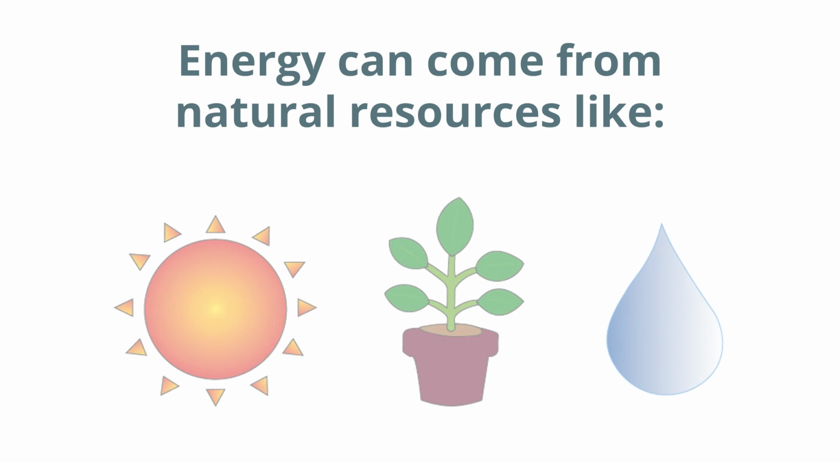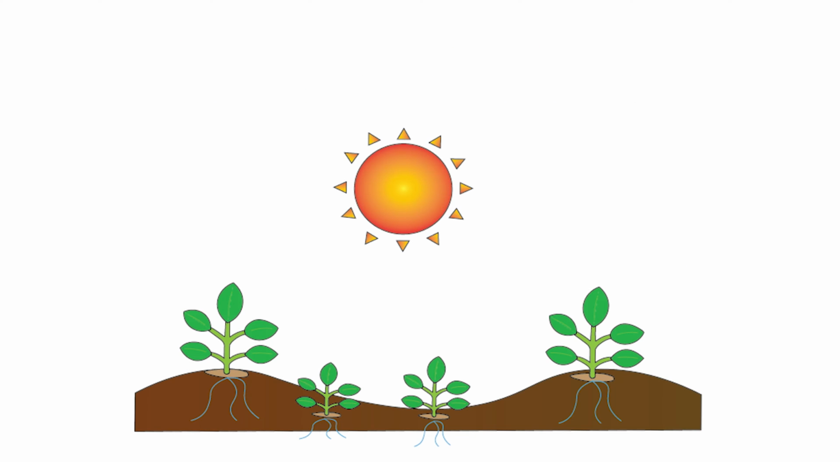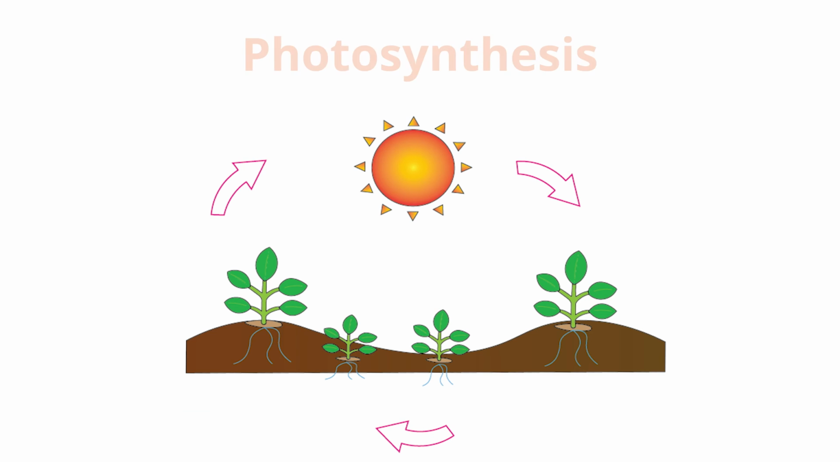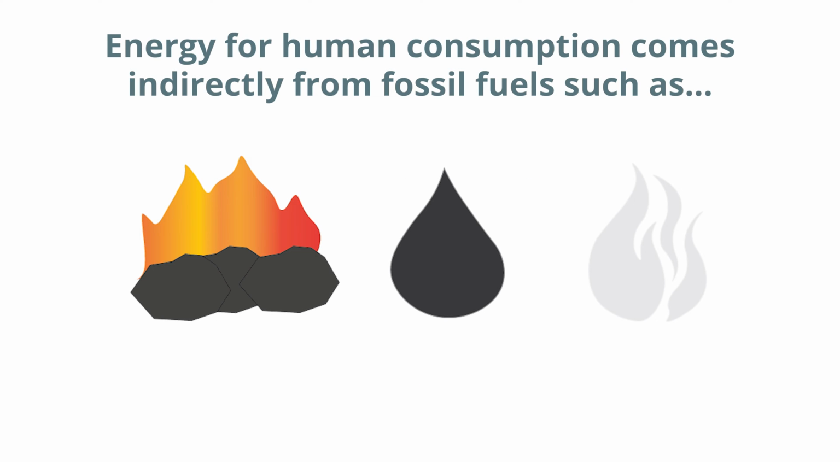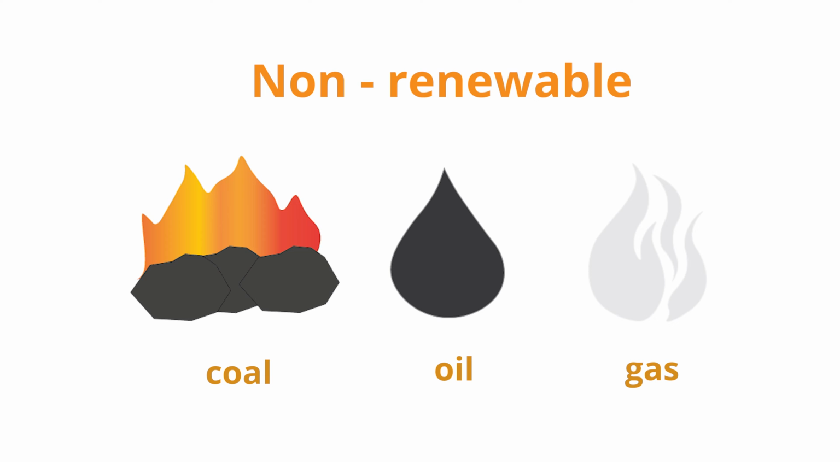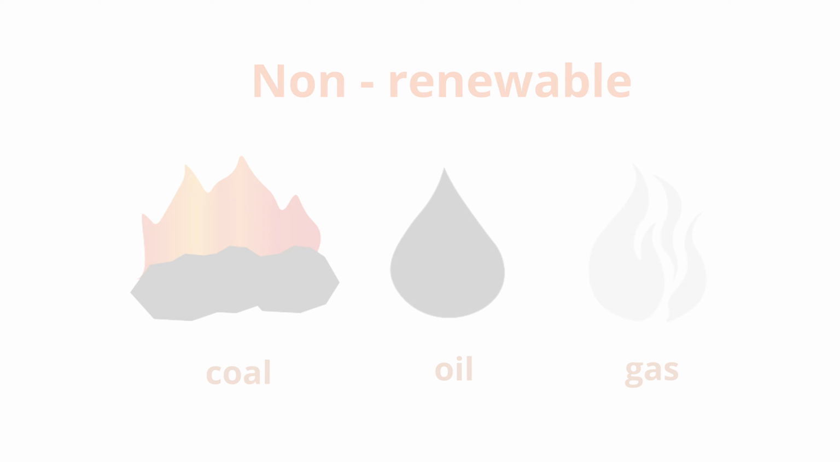So, where does energy come from? Energy can come from natural resources like food, water, plants, trees, and the sun. For example, plants and organisms obtain their energy directly from the sun by a process called photosynthesis. The majority of energy for human consumption comes indirectly via burning fossil fuels, meaning coal, oil, and gas, which receive their energy from fossilized plants and other organisms. These sources of energy are non-renewable or limited in their available quantity.